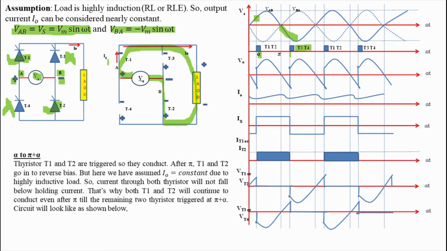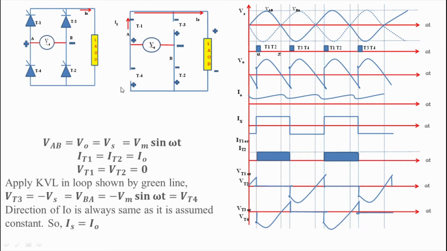Now we will find the parameters. First see the loop containing source voltage Vs, T1, load and T2. On applying KVL in this loop, we get VAB is equal to V0 and that is equal to Vm sin omega t. See the waveform of V0. Here from alpha to pi plus alpha, VAB appears across output.